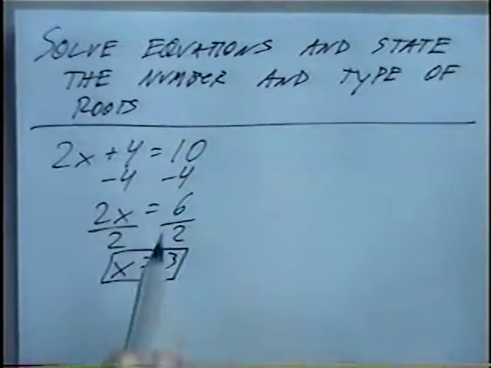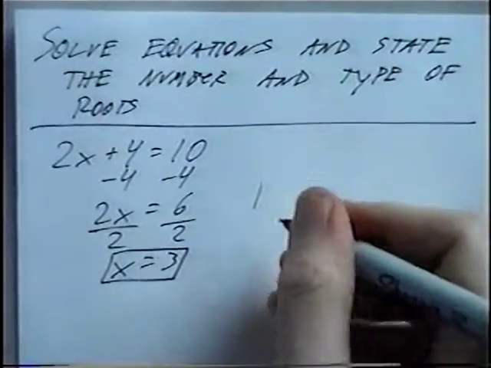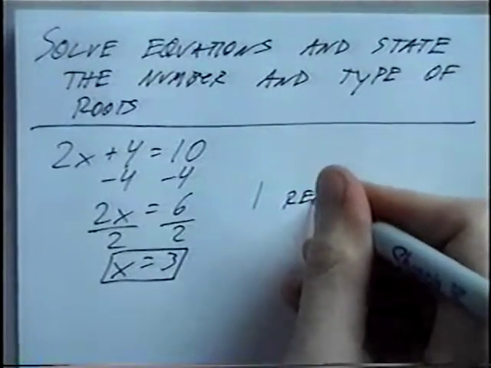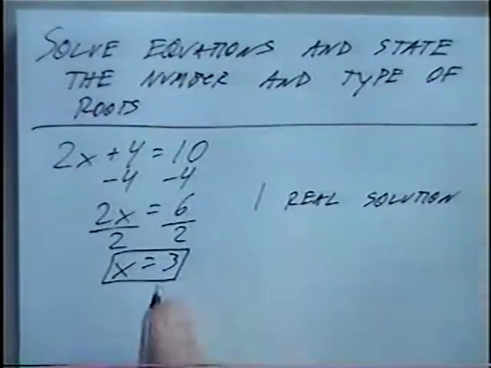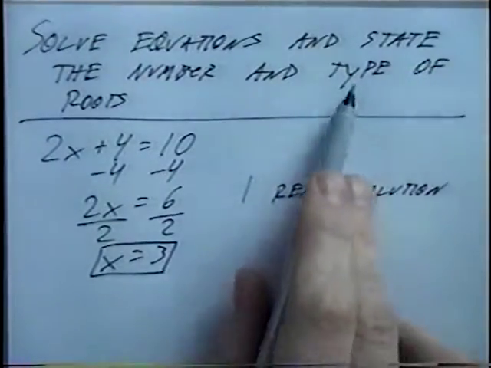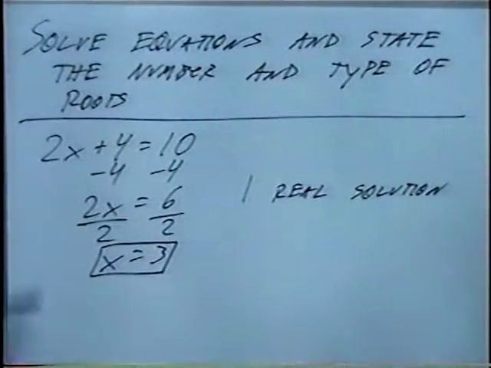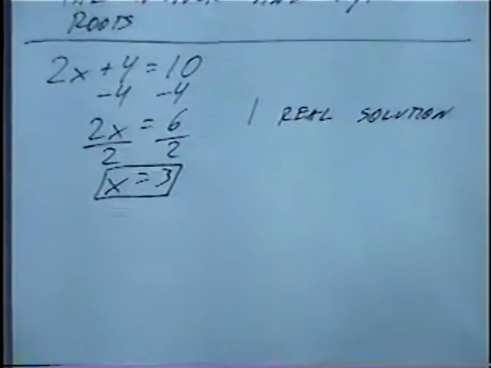So the answer to the equation is x equals 3, the number of roots is one solution, and it's one real solution. Real because this is a real number, not imaginary. Type of roots is real. So one solution and one real solution. Second question.